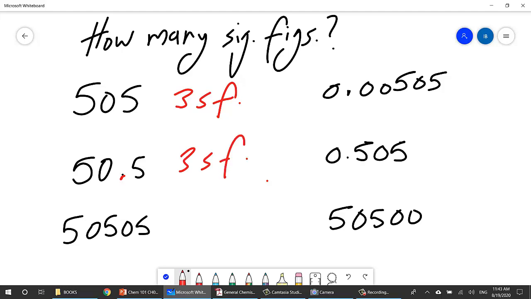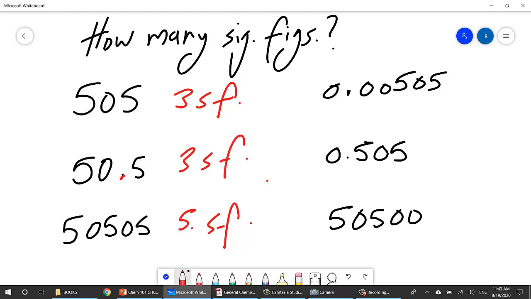50505. What do you think? How many significant figures? Are you saying 5? Yes, you are right, 5 significant figures. What about this one? 0.00505. All zeros to the left, they don't count. With or without decimal point, we don't care.